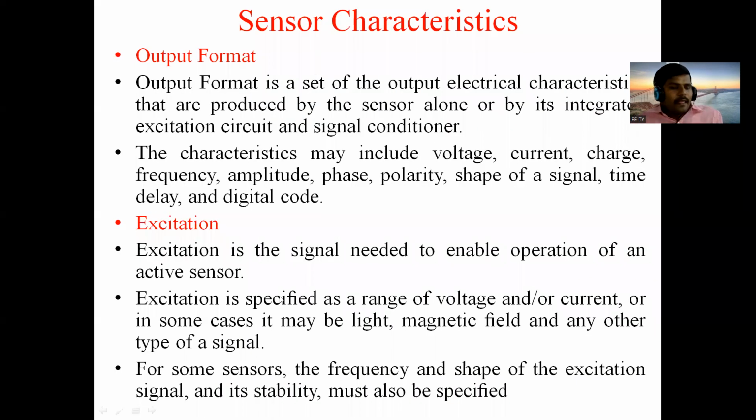See, for some sensors, the frequency and shape of the excitation signal and its stability must also be specified. For some sensors, the frequency is also specified, and the shape of excitation, which type of excitation is required, the shape of that signal, and its stability. What is meant by stability?